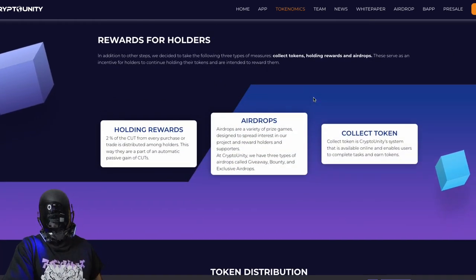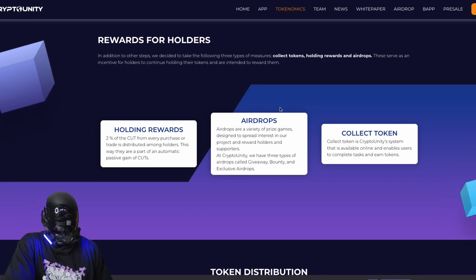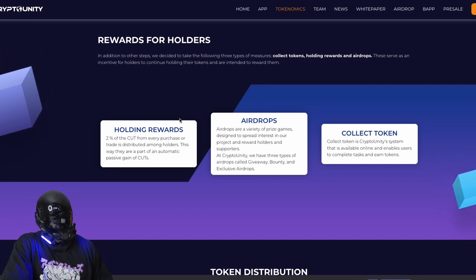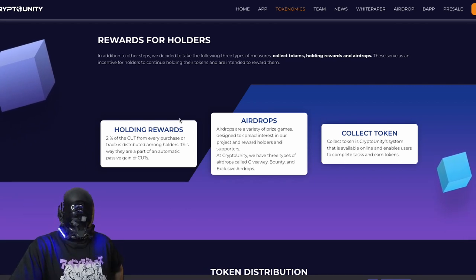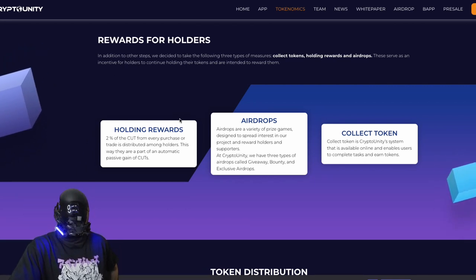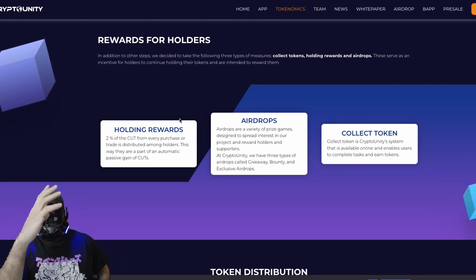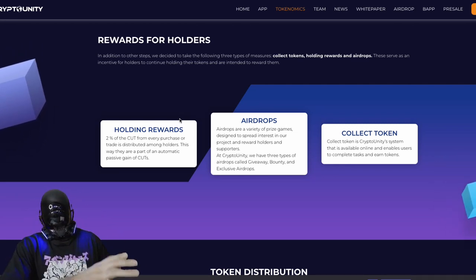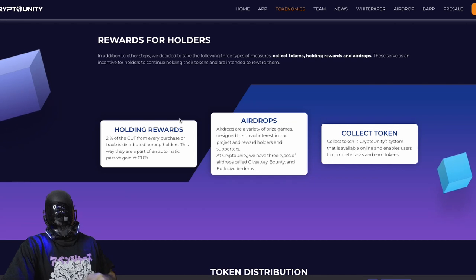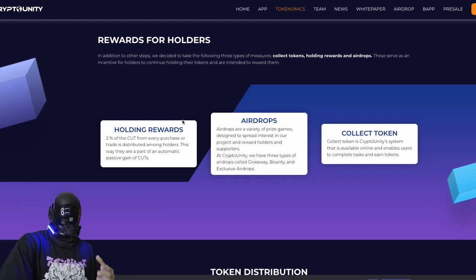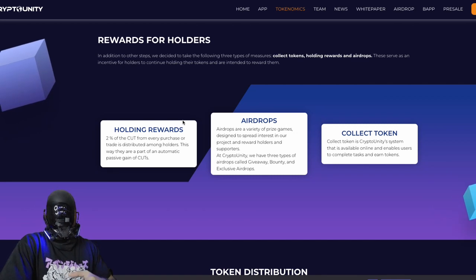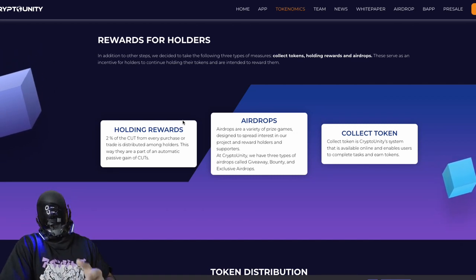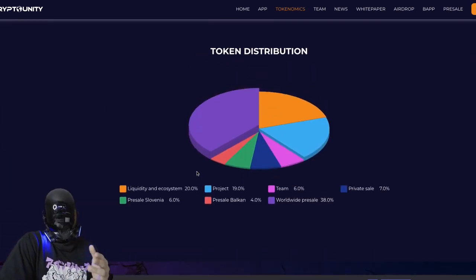This is great stuff. Rewards for holders. And of course, there's a big reward coming later if you just hold on tight. They're doing holding rewards: 2% of the CUT from every purchase or trade is distributed among holders. This is great. They're going to have airdrops. There's a variety of airdrops and prize games designed to spread interest in their project and reward holders and supporters. Collecting tokens in the CryptoUnity system is available online and enables users to complete tasks and earn tokens.